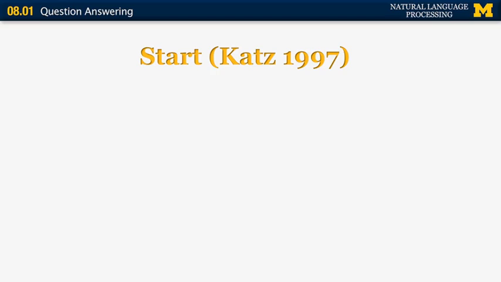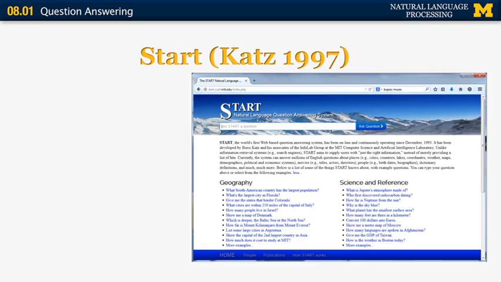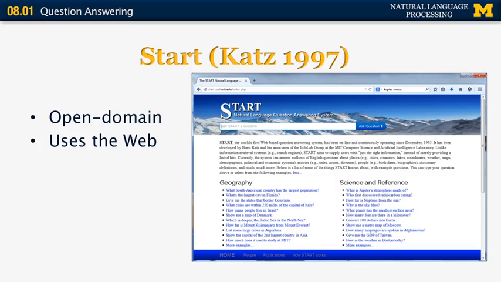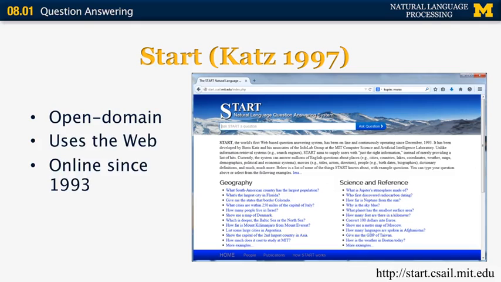So the next system that I want to discuss today is called START. Here's what it looks like currently. It allows you to ask arbitrary natural language questions, and it keeps some of the most interesting ones in a log, so you can look at the questions in the category geography or science and reference, and so on that have been asked in the past. So START is an open domain system, unlike, for example, Lunar and SHRDLU, which were about very specific domains. It uses the web as the backend and has been mostly continuously online since 1993. So that makes it the oldest web-based system out there.